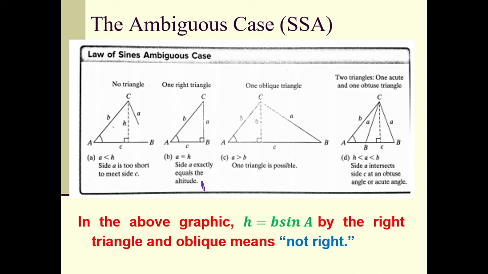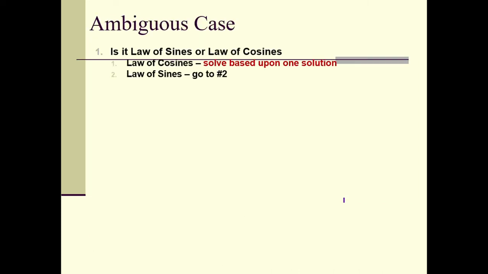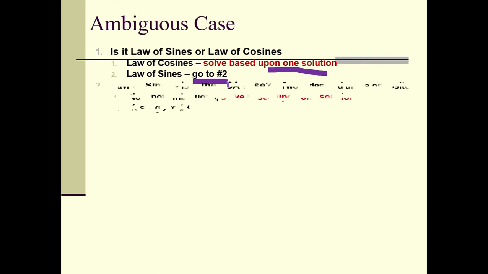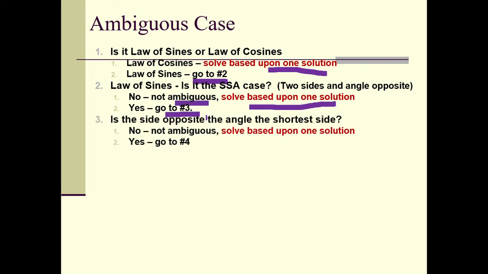So, one right triangle. Ayan. And then the one oblique triangle. So, this one. And then two triangles, one acute and one obtuse, so H is greater than A, greater than B. So, yeah. First, is it law of sines or law of cosines? Solve based upon one solution. And then go to number 2. And then law of sines. So, for number 1, not ambiguous, solve based upon the one solution. And go number 3. And then it is the side opposite the angle, shortest side. No, not ambiguous, solve for the, yan.